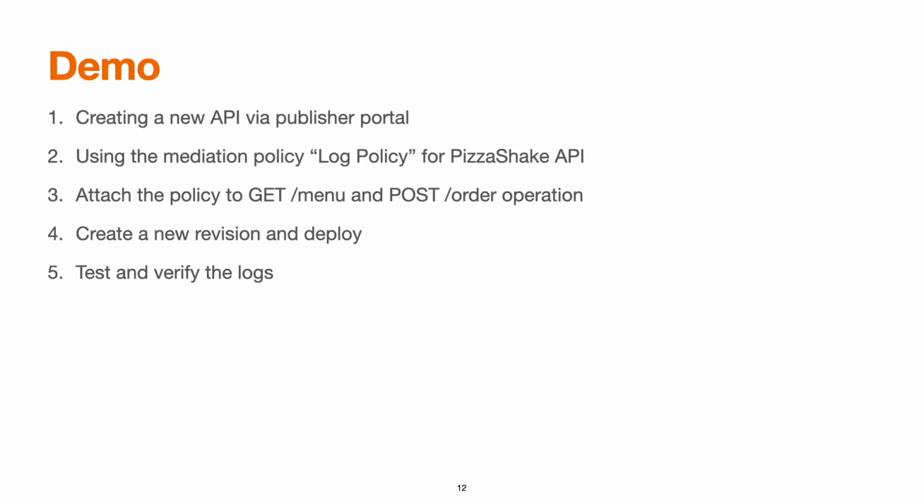Okay, now we'll see a demo. Since this is the very first video, I will be covering other videos as well. In this video, we'll see a sample log policy applied to our default PizzaShack API. I will enforce this policy on the get menu and the post order operations. We'll deploy a new revision, test, and verify the logs. So let's begin the demo.